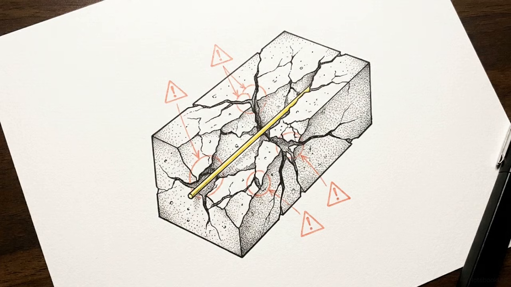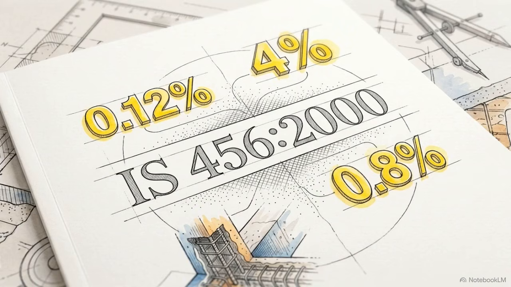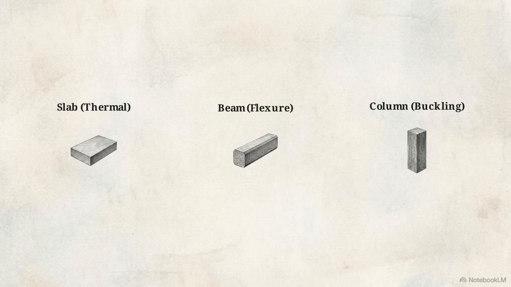This marriage of materials requires strict volumetric control. Embed too little steel, and the member remains vulnerable to failure. Embed too much, and the structure faces equally fatal construction flaws. The Indian Standard Code, IS 456-2000, governs these boundaries, dictating the precise minimum and maximum reinforcement percentages for every structural element.